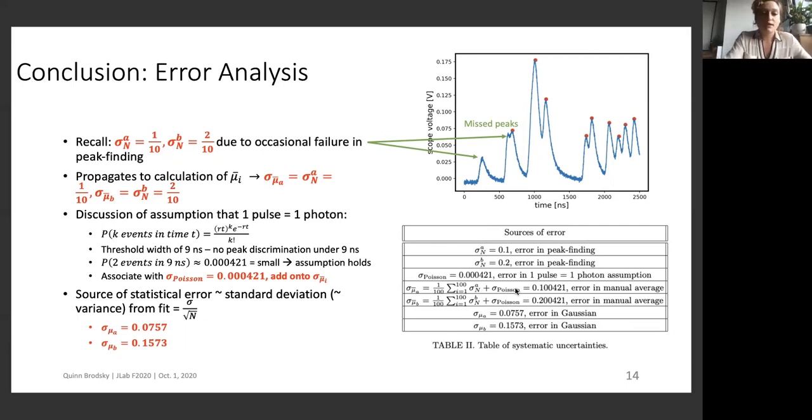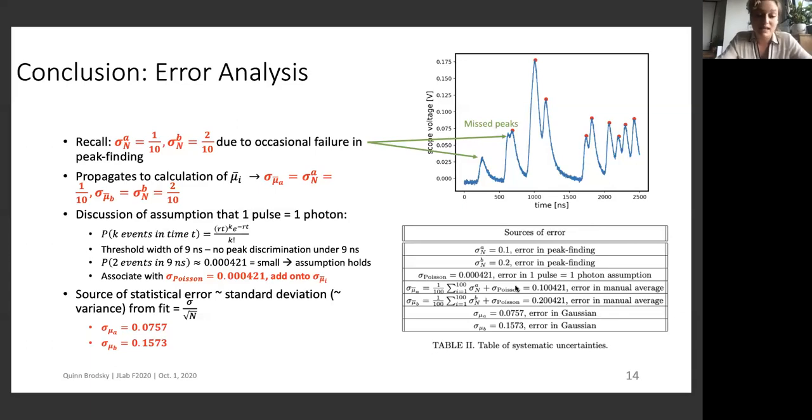And I wanted to address the assumption that a single pulse can be caused by only one photon. That's not actually true. So I evaluated the probability that we would find a pulse that has been created by more than one photon. And in this experiment, we used a threshold of 9 nanoseconds as a threshold width to discriminate between pulses.